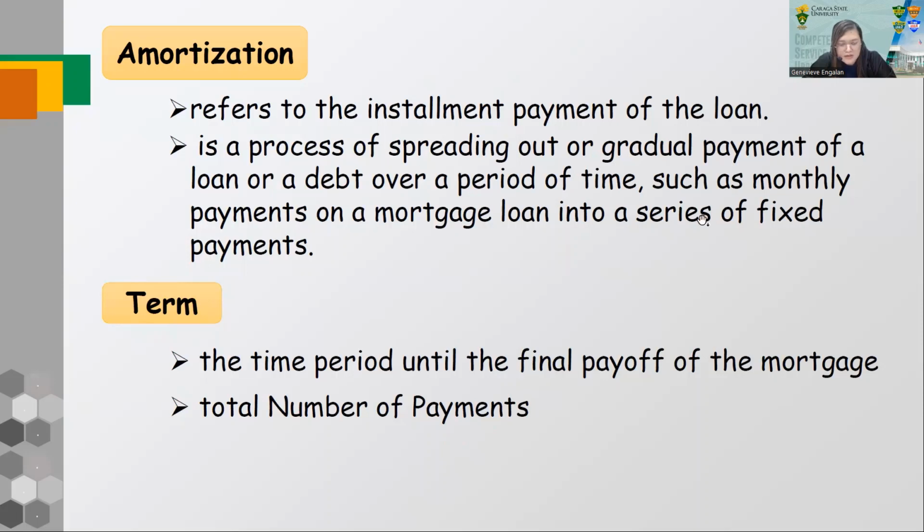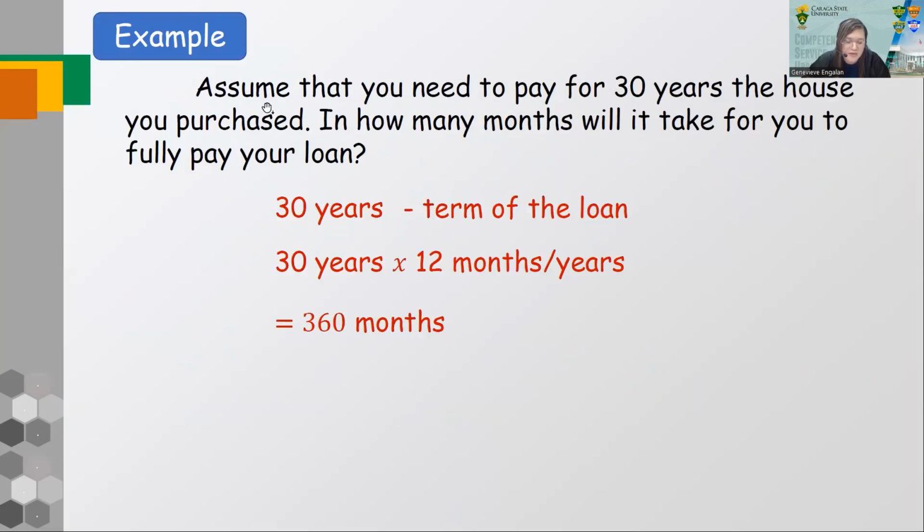Okay. So fixed ni siya, mao ni siya ang atong ginabayaran per month. Okay, so ang term is the time period until the final payoff of the mortgage. So kung may term, the number of payments. So kung may 30 years, so ang number of payments nimo is pila man kay ang isa ka tuig naay 12 ka months, you have 12. So 12 times 30, so you have 360. So again, kung 30 years ang imuhang term sa loan, so 30 times 12, you have 360 months. So, 360 ka beses ka magbayad sa imuhang monthly amortization.